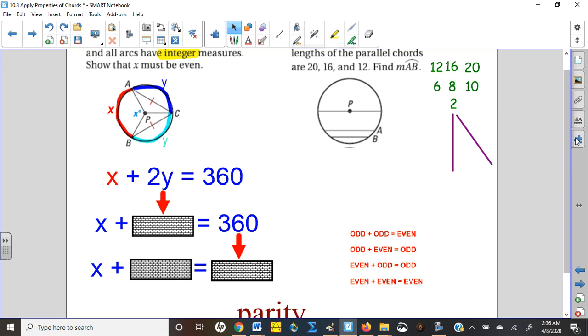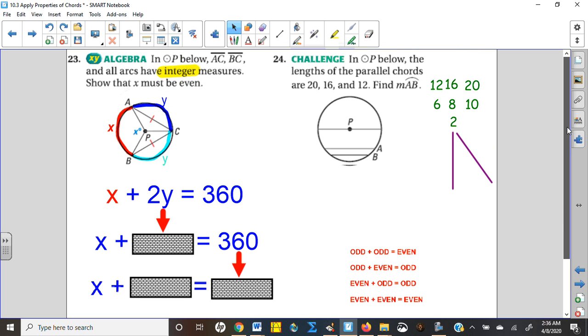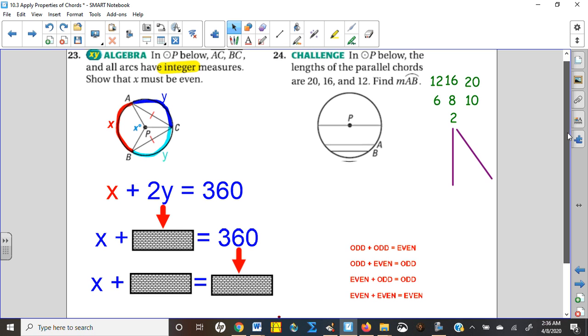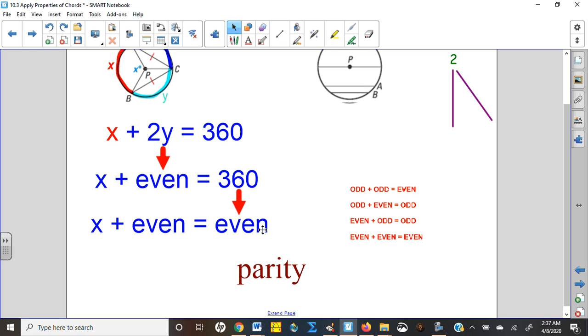Here's where it becomes a number theory argument. Because they told us up here that y is an integer, so that just means a whole number that's going to be probably between 0 and 360 for sure. If I multiply that integer by 2, it must be even. Now, that's the definition of an even number, a number divisible by 2. So if I'm multiplying by 2, it's definitely divisible by 2, right? But here's the thing. 360 is also an even number.